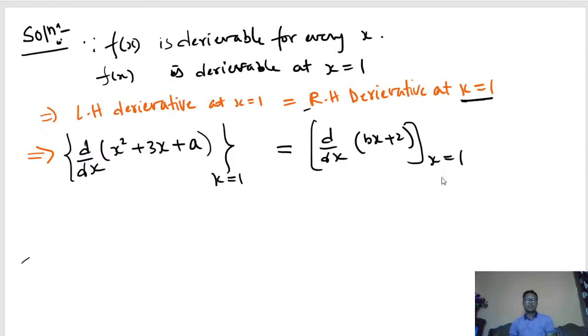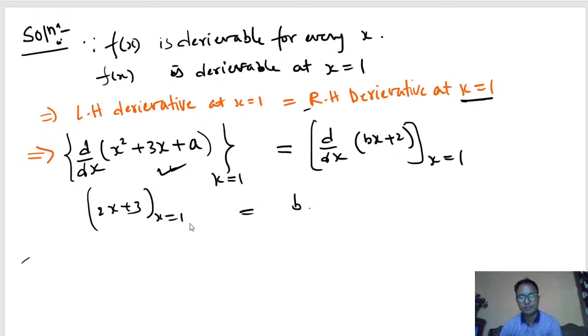If you want to solve by derivation, we get the derivative 2x plus 3 and put x equal to 1, then we will get only b, right? You will get the value of b. Otherwise we use the concept of limit, usually we use the concept of limit. If you do it here, solve here.